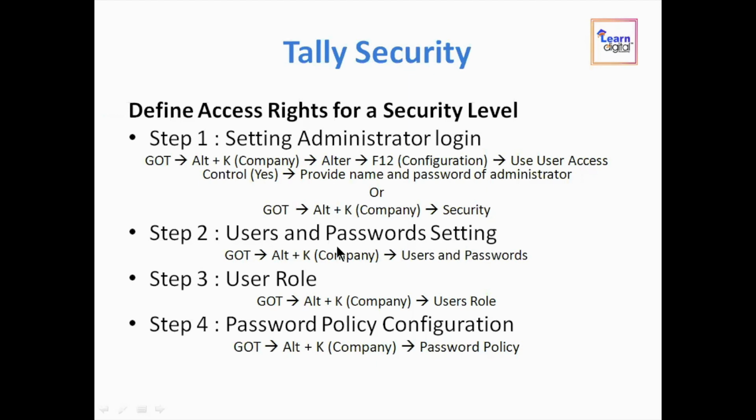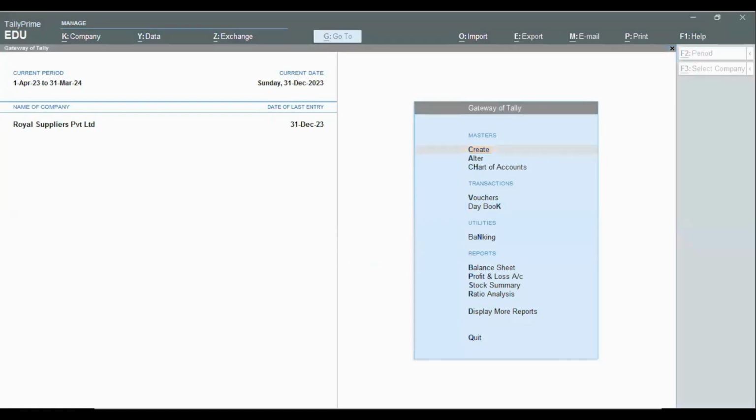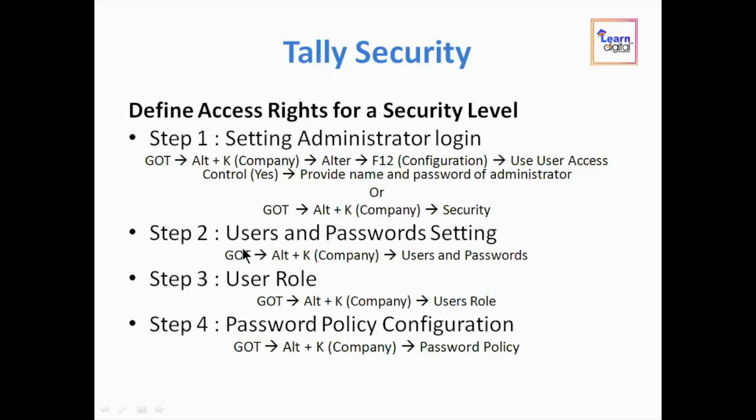The next step is user and password setting. So suppose we have different users, we have two employees working in different departments, and for them we would like to provide their own separate login and password. So how to provide them different login and password? The second step: open GOT, that is Gateway of Tally, Alt K, that is company menu, and select the option user and password.